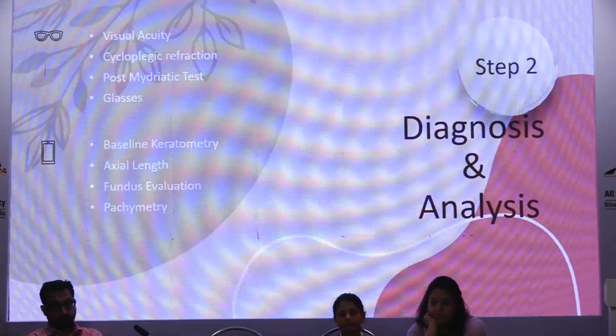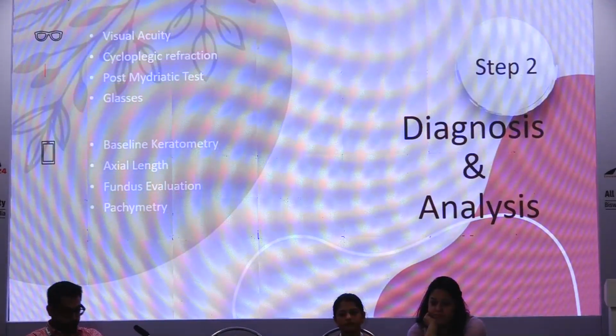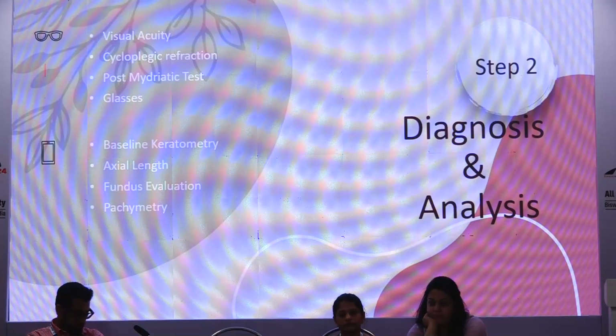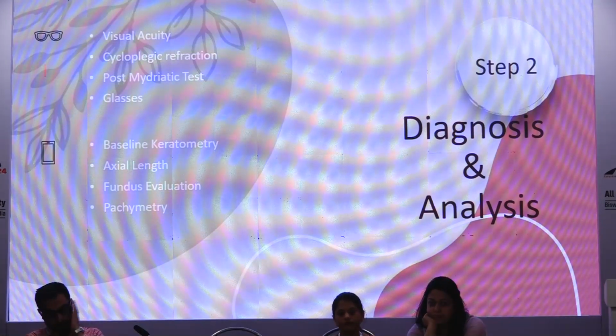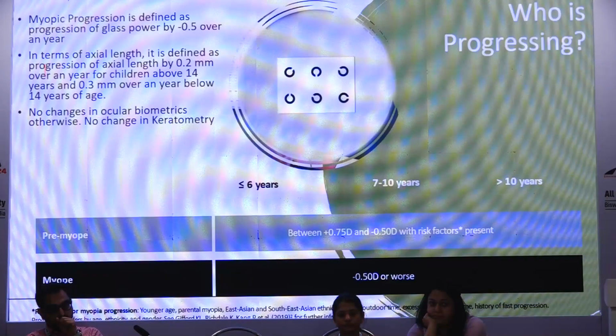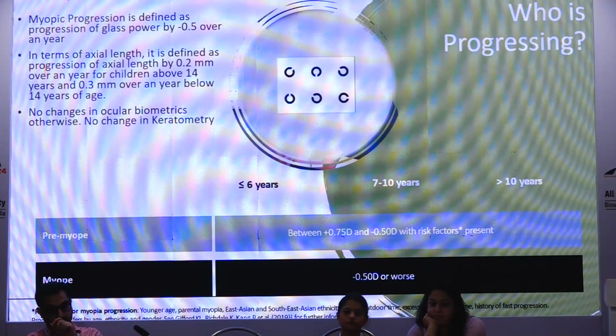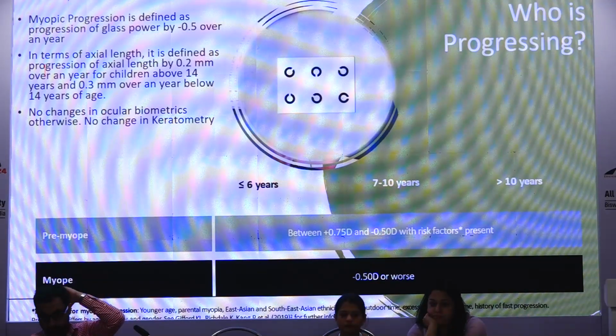So these baseline investigations are important because these would actually tell you whether myopia is progressing and how it is progressing, whether the axial length is actually changing or not changing. So who is progressing? This is very, very important, and how much progression is actually significant. Myopic progression is defined as a progression of glass power by more than 0.5 diopter over a year.